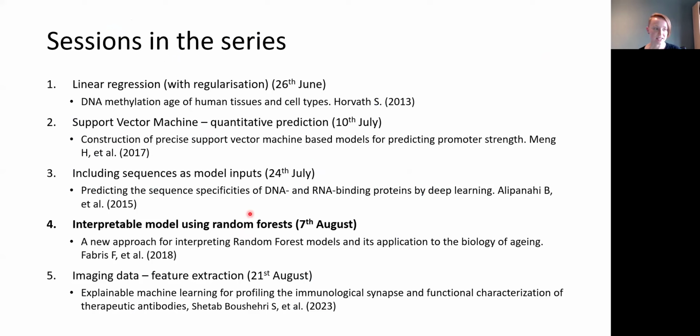And what we're going to look at today is this paper here, looking at an approach for interpreting random forest models and its application to the biology of aging. So as I said previously, it's not so much like a journal club going through all the details of this paper, but just using it as an example to think about some of the concepts around the sort of machine learning models that we're using.